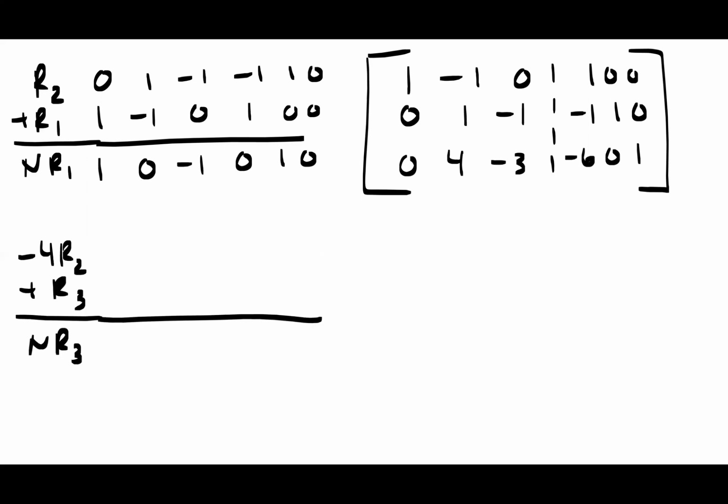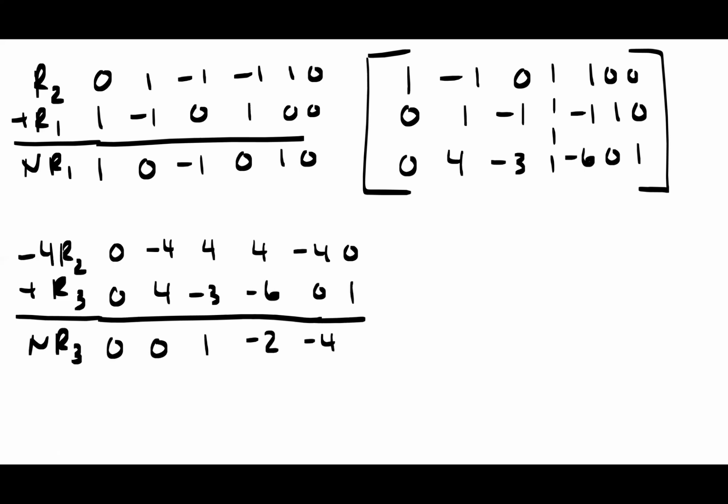I'm gonna go my way, but if you guys find an easier way, let's see if we get the same thing. So now I'm gonna multiply row 2 by -4 to get opposites here. And I'm gonna add it to row 3 to get a new row 3. And I should get this little guy right here.